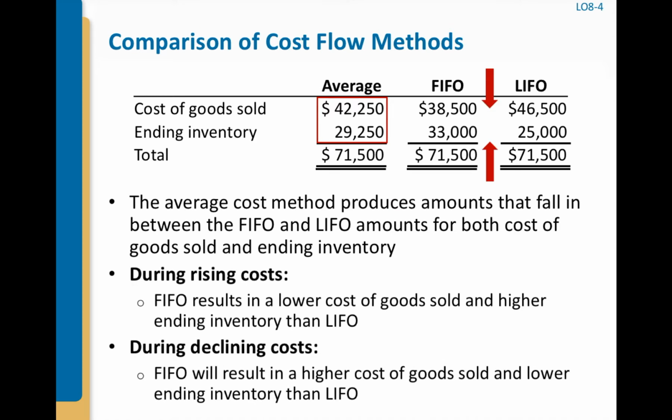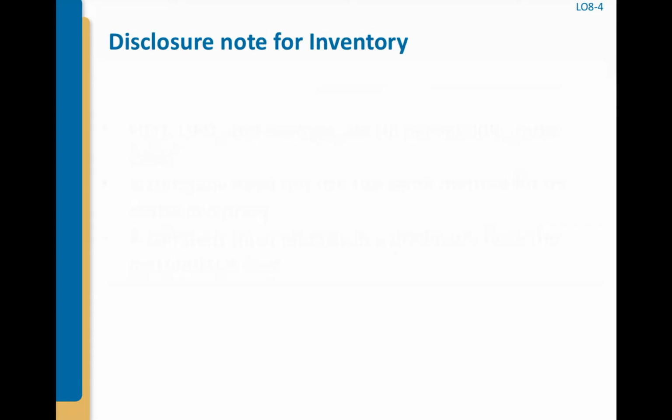So the norm, of course, would be periods of rising costs, as inflation is the norm, and costs are constantly rising. During those times, FIFO will result in a lower cost of goods sold and a higher amount of costs still stored in ending inventory than LIFO would. And weighted average, again assuming a steady trend either up or down, would be somewhere in between. The opposite would be true if costs were declining: the older inventory coming out first would yield a higher cost of goods sold and a lower dollar value still sitting in the inventory account.